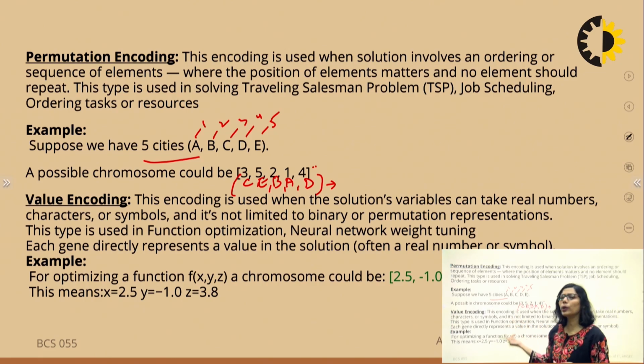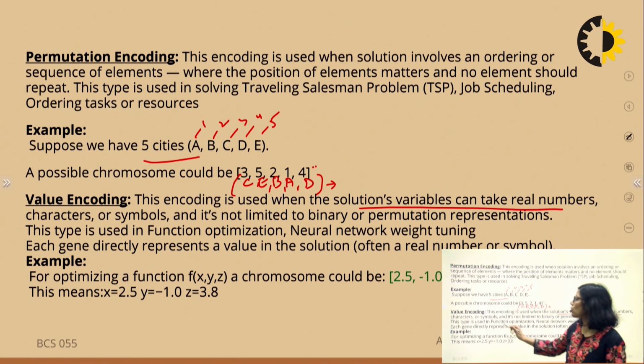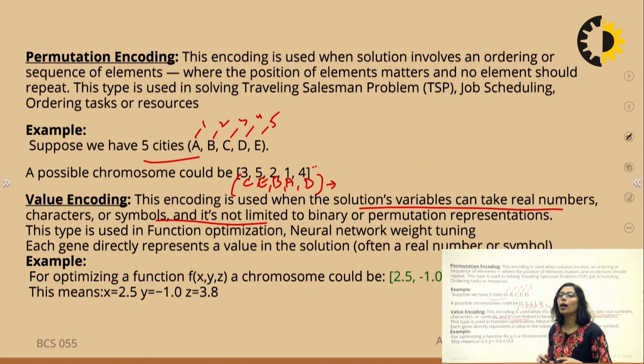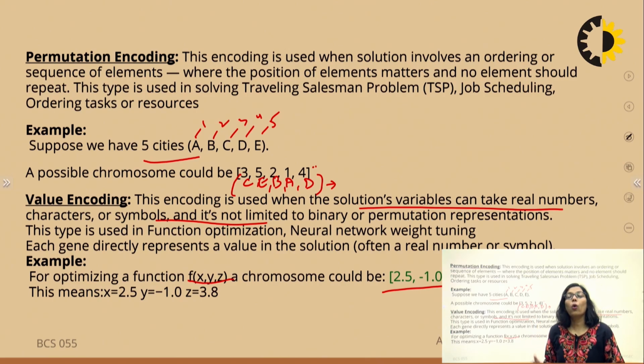Then there is value encoding. This is used in solutions where variables can take real numbers, characters or symbols, and it is not limited. So if I have some value to represent, I can use value encoding. For example, I have to optimize the function f(x, y, z), and a chromosome could be the values of these x, y, z. What are the possible values of x, y, z? So these are a few encoding techniques by which I am converting the solution space to the coding space.